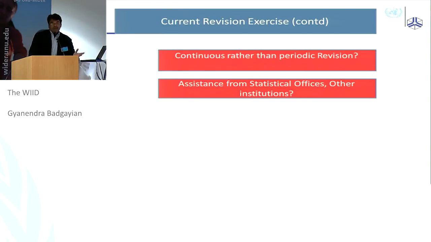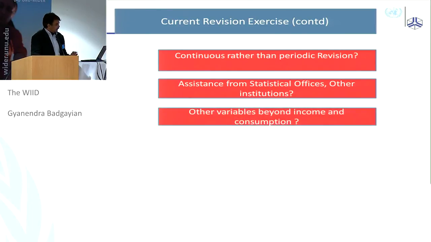Ultimately, it is a public good. You don't charge anything for it, so you don't exclude anyone. And it is non-rival in consumption, because if one consumes, the other can also consume. So it is a public good in almost the full sense of the term. Therefore, I think it's something where we expect national statistical offices to work with us, and we hope to build that relationship so that we can have a more regular edition of this database.